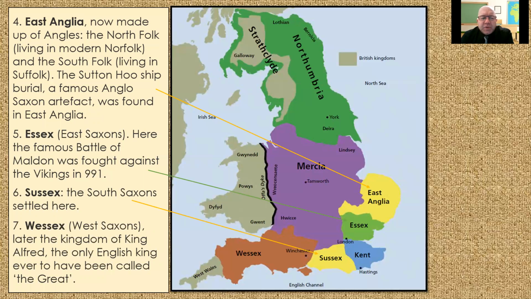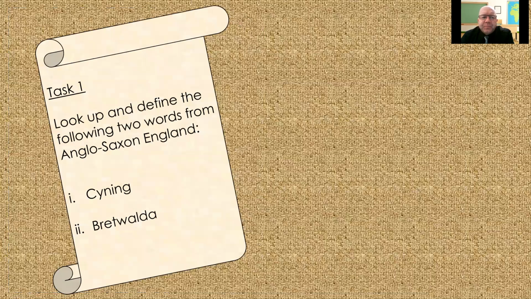And then Wessex, where the West Saxons, the West Sax, becomes Wessex. Later, the kingdom of King Alfred, who was the only English king ever to have been called the Great. Some of you may have heard of Alfred the Great. If you haven't, you will do soon. So there's Wessex. So there are 7 kingdoms.